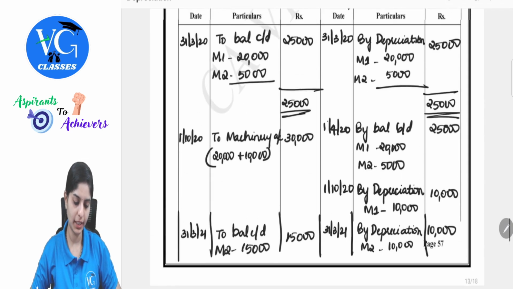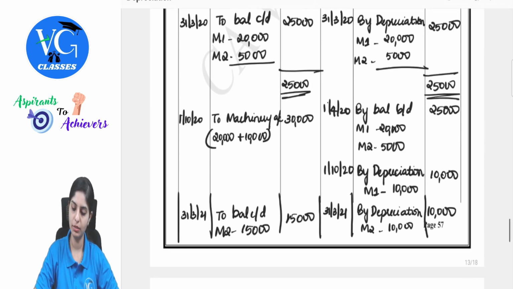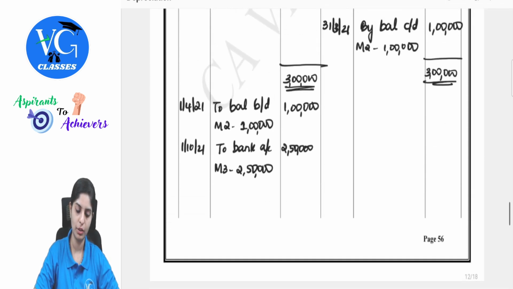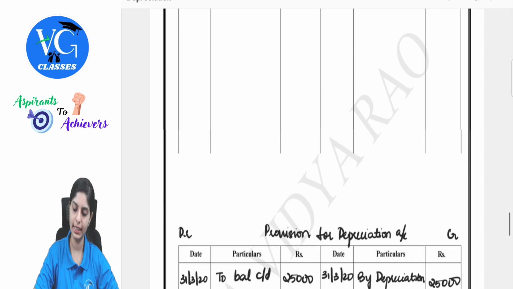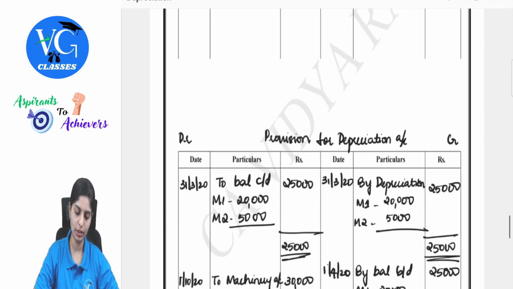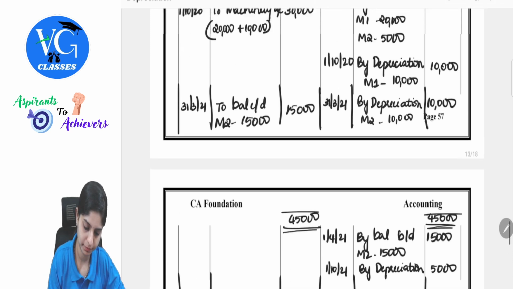First October 21, machinery 2 balance was how much? 5,000. That is with respect to depreciation. With respect to cost, 1 lakh. On that, 10% into 6 by 12. So that will be 5,000.